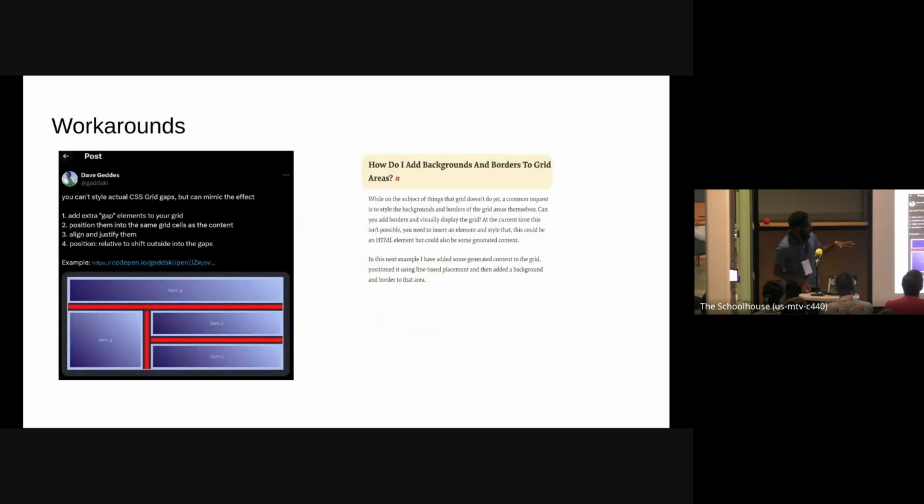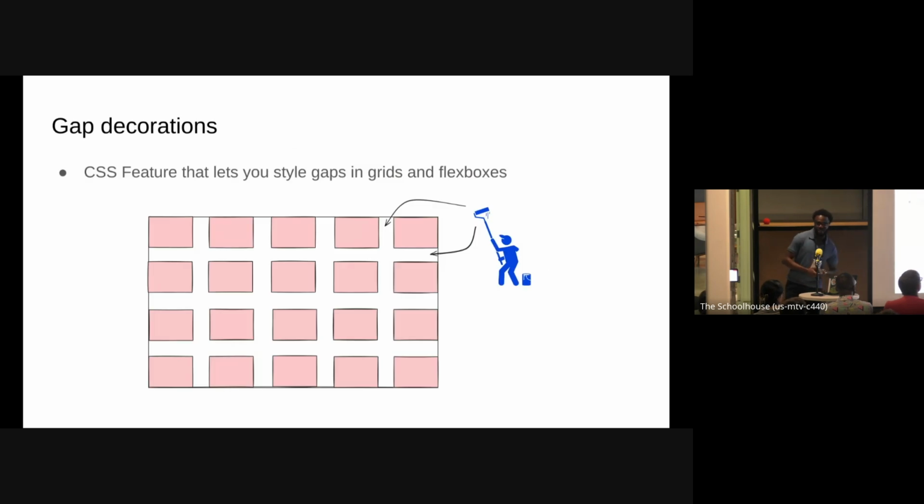There are so many workarounds that web authors have to resort to, which includes position relative and having extra wrapper elements. I believe as a web platform engineer, one of our duties is to make the lives of web authors easier. And so we are introducing CSS gap decoration, which lets you style gaps in grids and flex boxes.